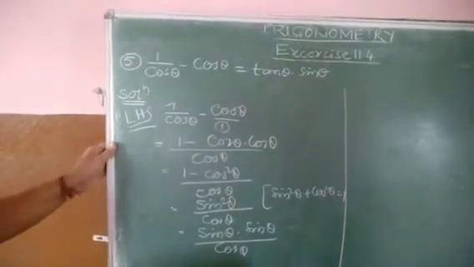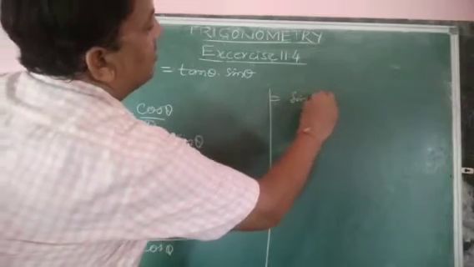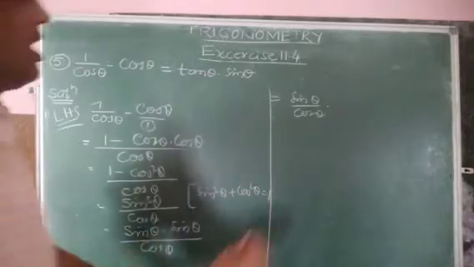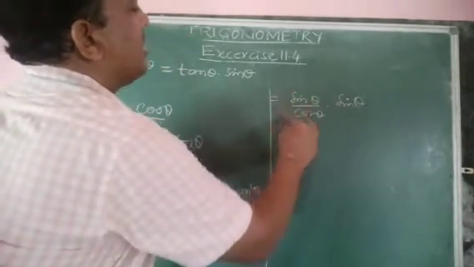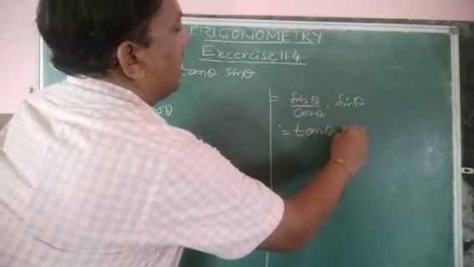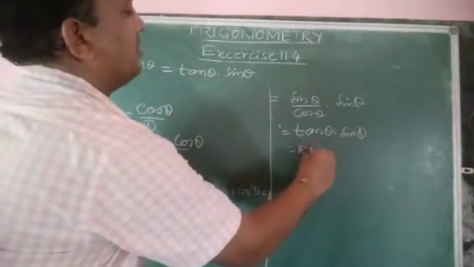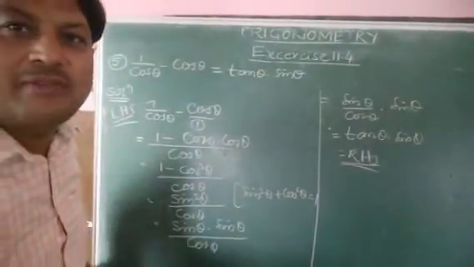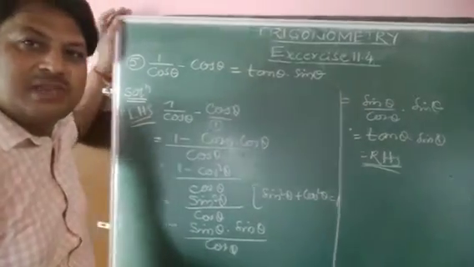So children, now sin theta by cos theta I am writing separately. Sin theta by cos theta, because in this place we can write tan theta, and one more sin theta is left. Sin theta by cos theta is how much, children? Tan theta, and sin theta as it is. Is it not the right hand side? Right hand side.